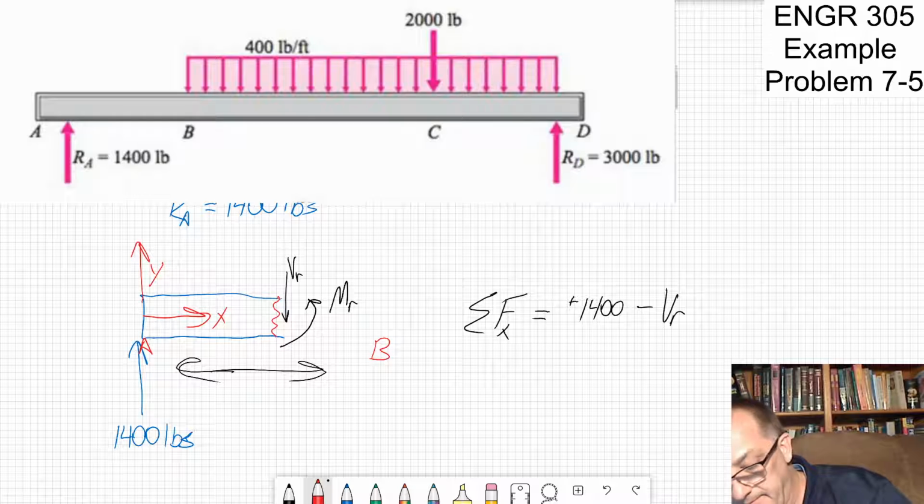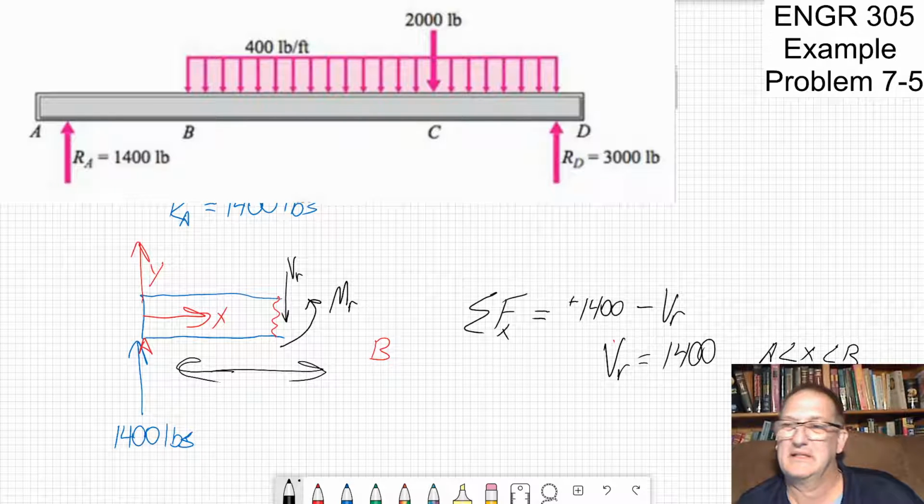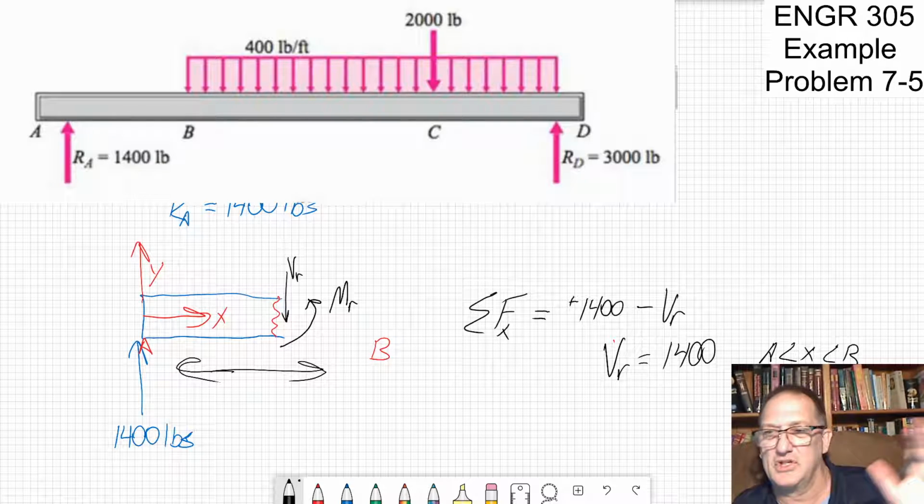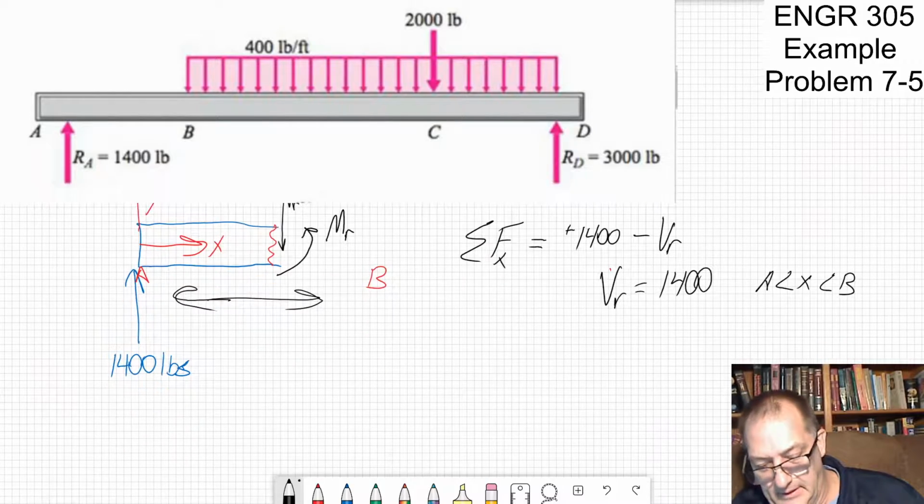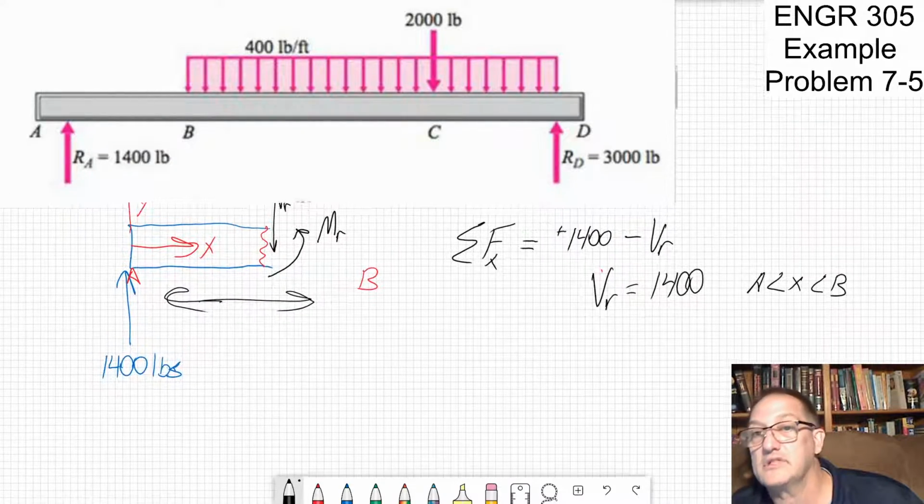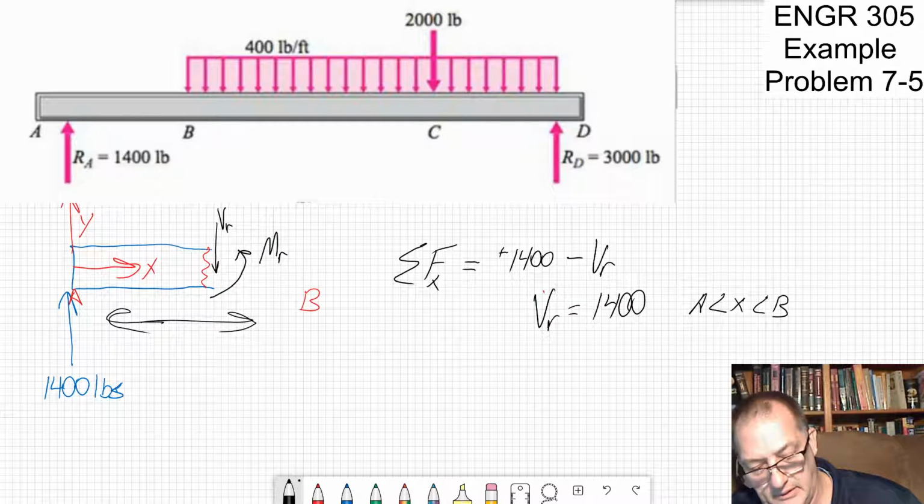So VR is equal to 1,400 for X greater than A and less than B. Yeah, that maybe doesn't quite make sense, but you get what I mean. In that region from A to B, for any X, VR is equal to 1,400. That's that reaction force. Let's keep going. We're going to move it over here just to get my mug out of the way.